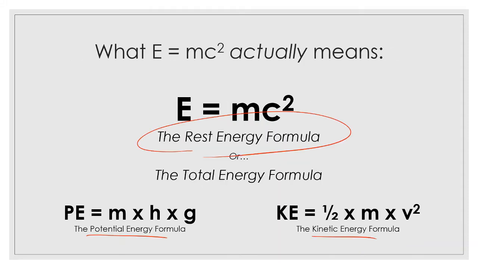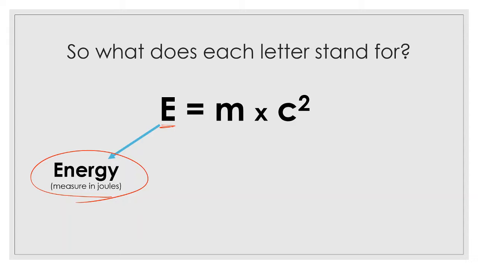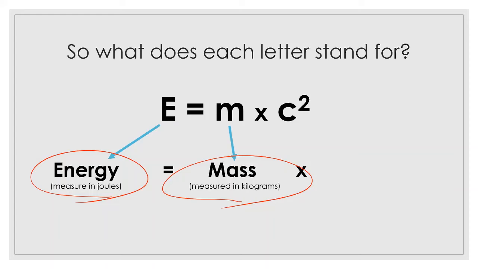So, now that we know that, like in this formula, PE is potential energy, M is mass, H is height, G is gravity, what do all the things in E equals mc squared stand for? Well, some of them are going to look pretty familiar. E, we've already talked about before, you probably could have guessed, stands for energy. In this formula, just like our other ones, energy is being measured in joules. M, you could probably guess too. M stands for mass. And just like in our other formulas, mass is being measured in kilograms.